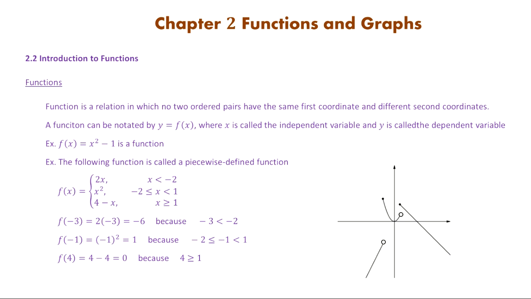How about f(4)? So this time we're going to use the third piece, the third formula, because 4 is greater than 1, or greater than or equal to 1. So that fits the third piece there. So we should use the third formula. So 4 minus x, which is 4 minus 4 equal to 0. All right, so that's how you evaluate piecewise defined functions. That's very tricky sometimes, okay?